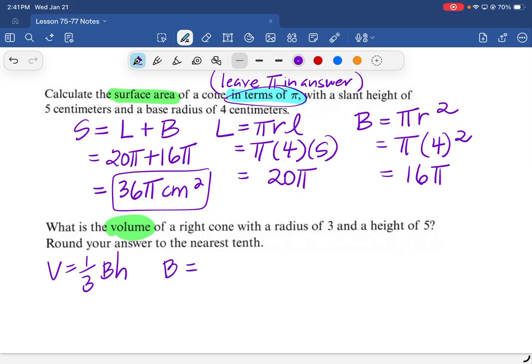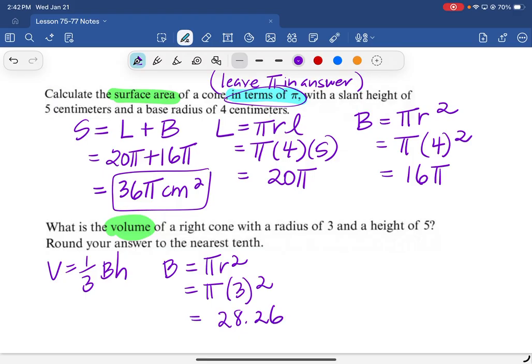So, in order to find the area of the base, we use what formula? Pi r squared. What's our radius for this question? 3. Do they want us to do it in terms of pi? No. It says round. So we're going to punch that in. 3.14 times 9, which is 28.26.